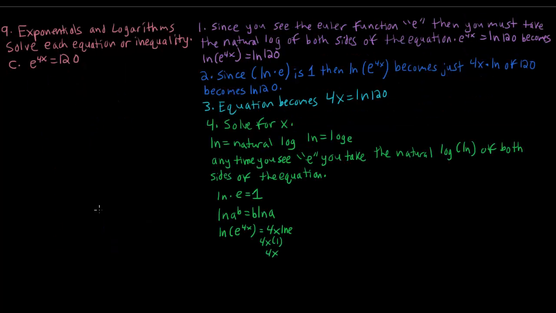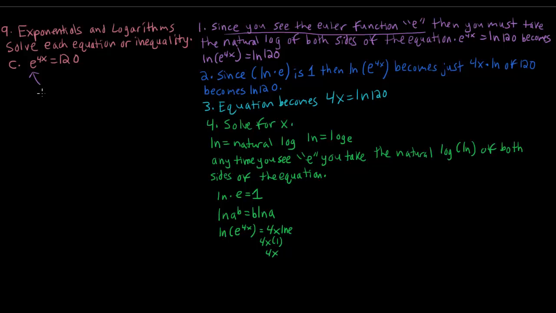Nine C, exponentials and logarithms. Solve each equation or inequality. E raised to the 4x power equals 120. Step 1, since you see the Euler function, which is this right here, then you must take the natural log of both sides of the equation. ln e raised to the 4x equals natural log 120.